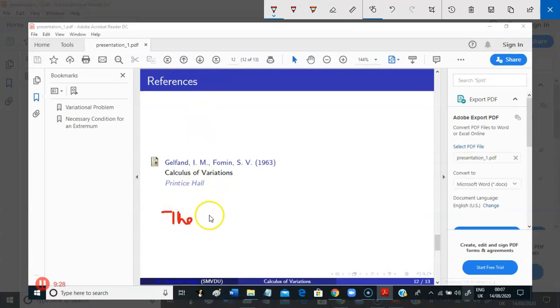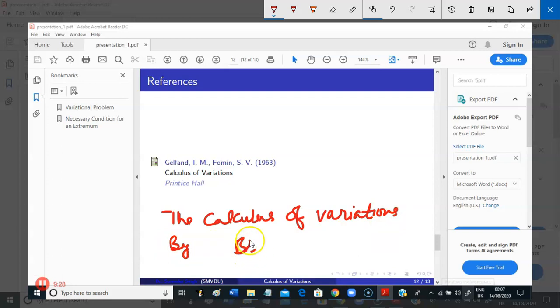The Calculus of Variations by Bruce van Brunt, and this is a book of Springer publication. So you can have this book.